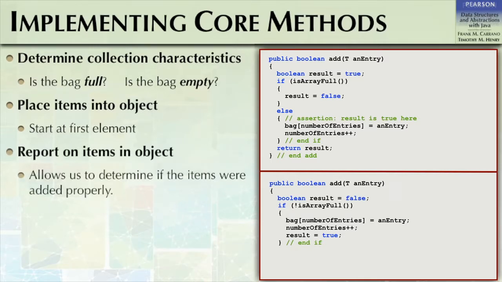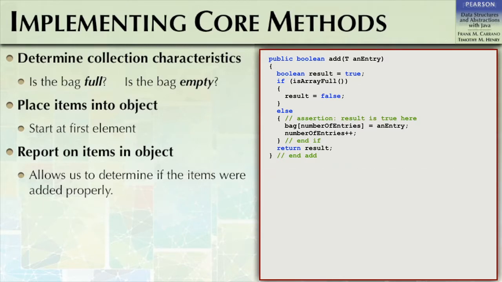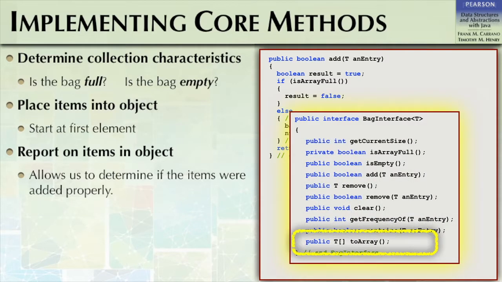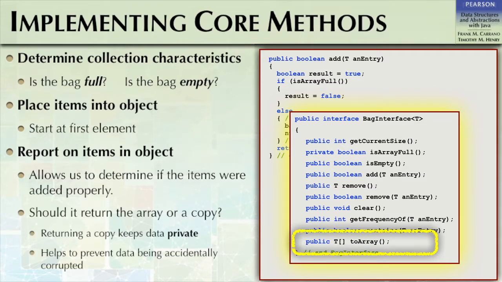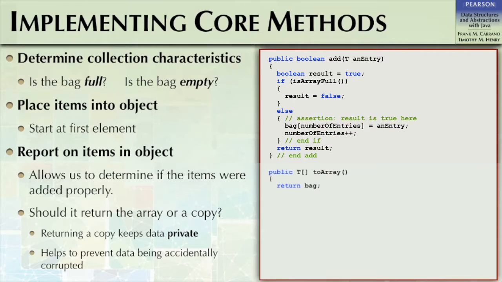Now that we're adding items, it would be helpful to have a better idea of the success or failure of our actions. We need a complete report on what is stored in the bag. The toArray method can provide us with that. Since we use an array to store our bag items, we could just return a reference to that array. It seems this method could be very simple.